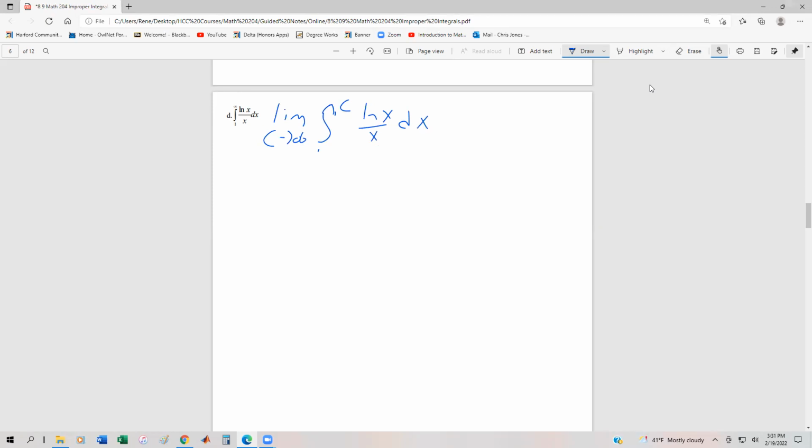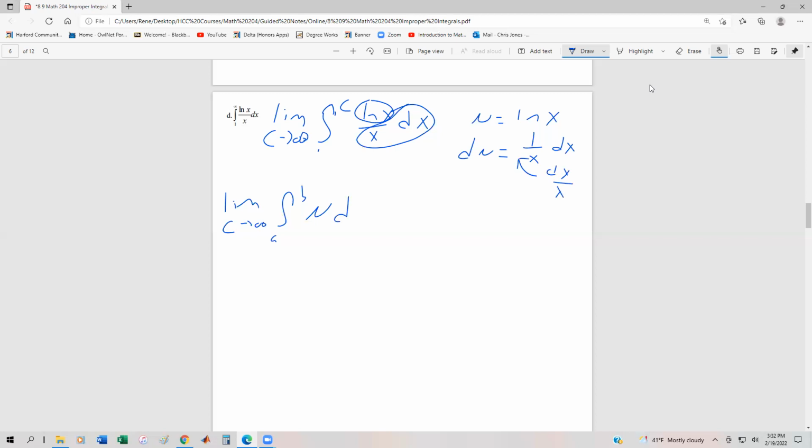It's not really basic, but it's a u sub. So let's let u be equal to ln of x. And the derivative of natural log is 1 over x dx. And clearly, this is going to be a pretty easy u sub. So we get the limit as c approaches infinity. I'm just going to change the bounds to a to b, just to use some dummy variables. Natural log of x is u. dx over x, which is exactly the same as this right here, is going to be our du. Right? Now we can integrate.